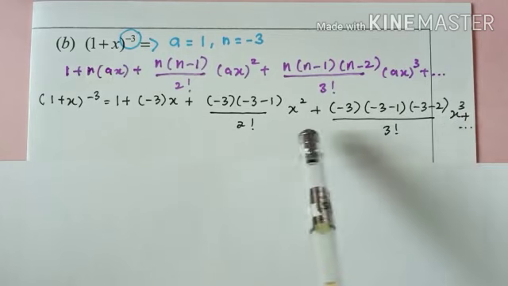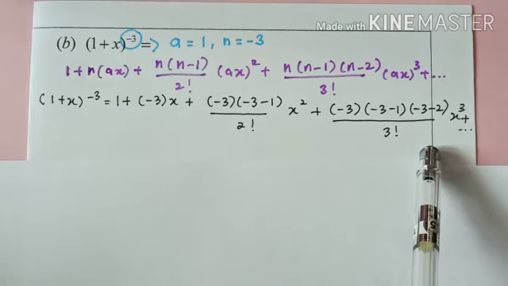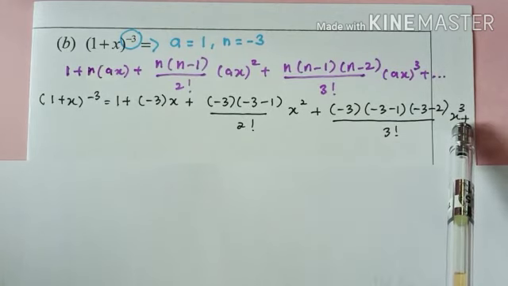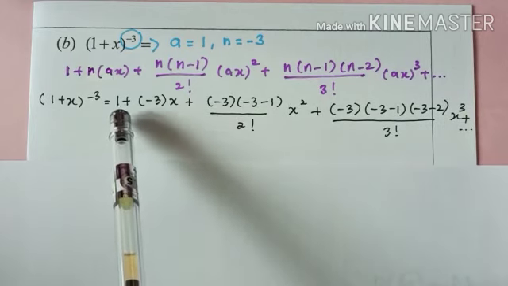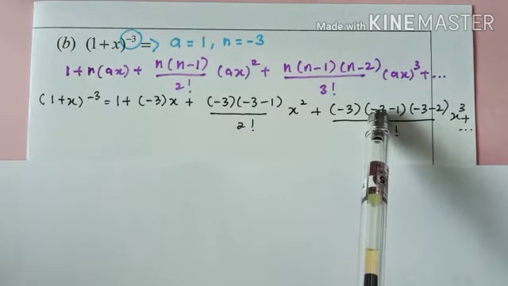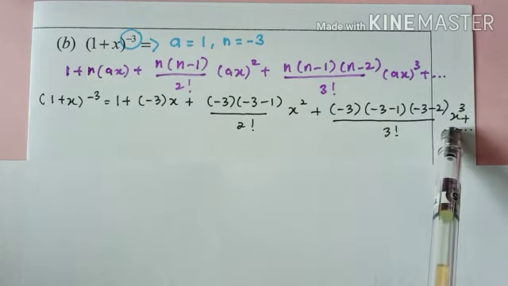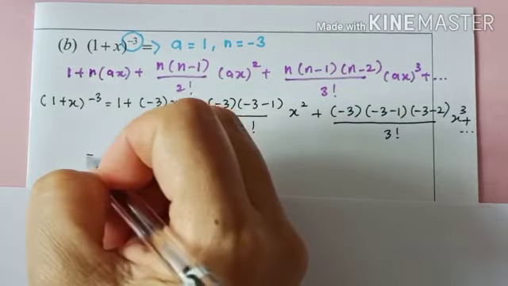Make sure you are alert with the question. Since the question in example 1 requests for ascending powers of x up to x cubed terms, you have to stop at x cubed. When we stop at x cubed, if we count how many terms we have, 1, 2, 3, 4, we have 4 terms. The next step is we can simplify.